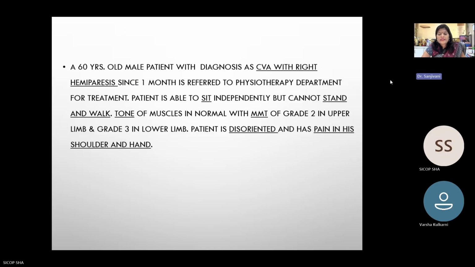Then activity limitation and participation limitation. For activity limitation, the patient is not able to sit independently, he can sit independently, that is integrity. He is able to do that, but he cannot stand and walk, that is his impairment. And again in his shoulder, this is a functional impairment. So we have to underline what comes under structural impairment, functional impairment, activity and participation. According to that we can write our whole ICF. Okay, so go for next.